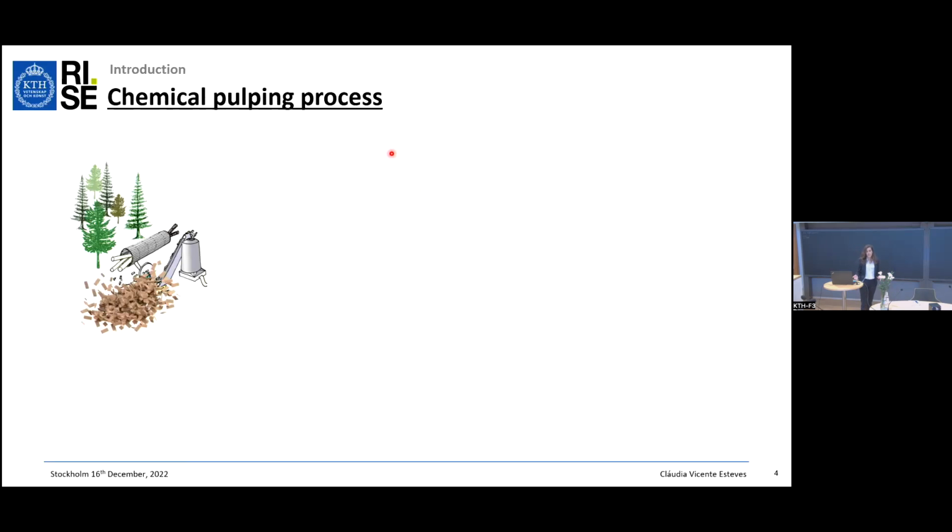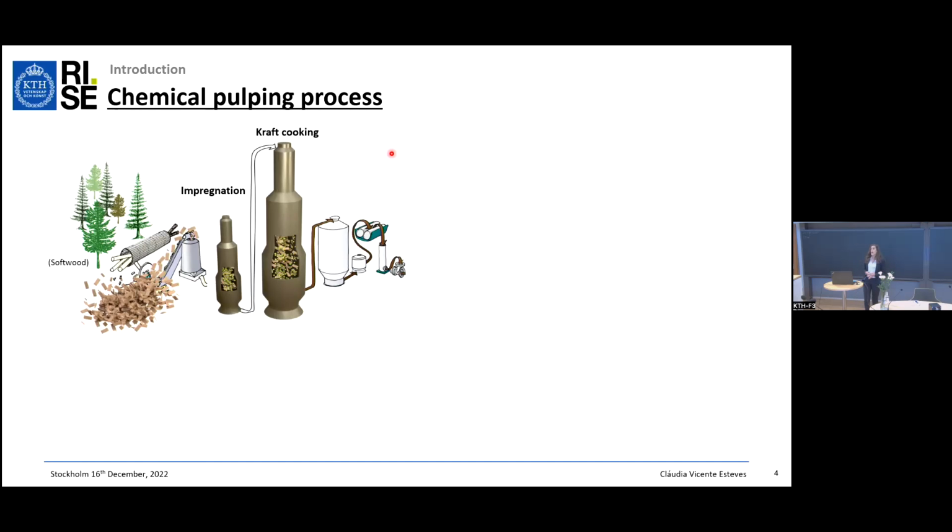And now, very briefly, I will try to explain how the chemical pulping process works. So we start from the wood, we cut it in small pieces, and we feed a big digester with high temperature and chemicals. This step is known as the cooking of wood. It's the cooking step. And the most used and known one, and the one that I will also talk about here today, is the kraft cooking. And here you can remove the major part of the lignin.